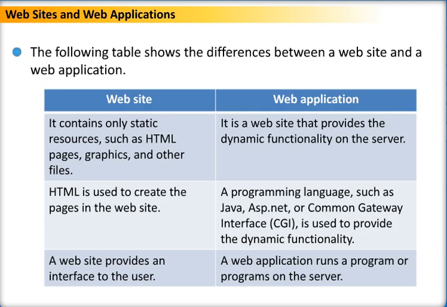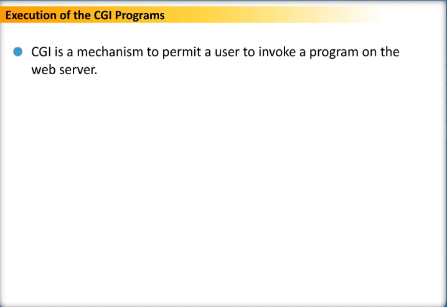The displayed table shows the points of difference between a website and a web application. The Common Gateway Interface, or CGI, is a mechanism that allows a user to invoke a program on the web server. When a website includes CGI, it is known as a web application.